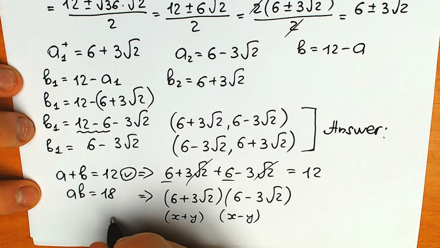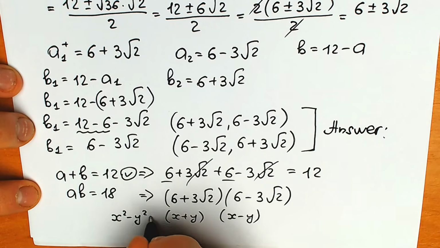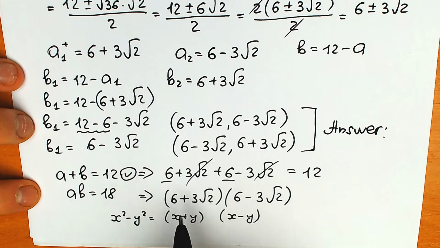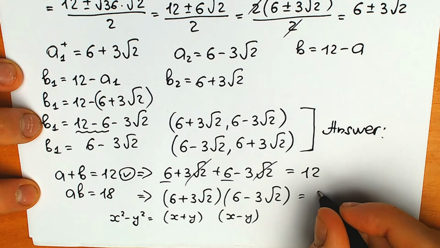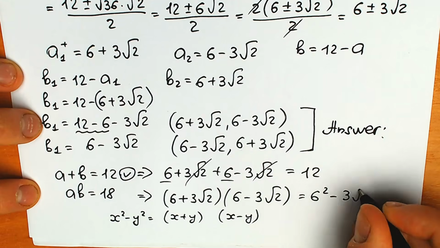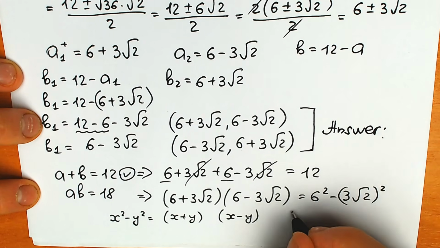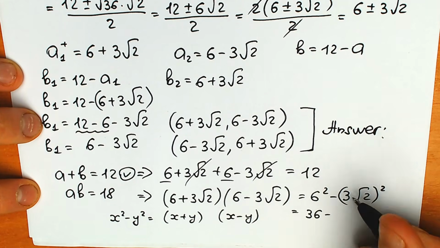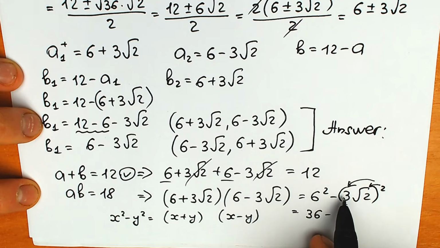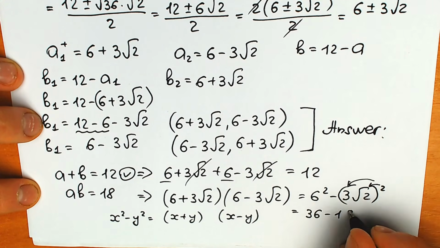What do we have on the left side? This is a difference of squares, x squared minus y squared. So we can consider this expression as a difference of squares. 6 squared, let's write it. So this is 6 squared minus 3 square root of 2 squared. And right now, 6 squared equal to 36 minus 3 square root of 2 to the power 2. We need to raise this 3 to the power 2 and square root of 2 to the power 2. 9 times 2, because square root of 2 to the power 2, we're going to cancel it. So we have 9 times 2 equal to 18. 36 minus 18 equal to 18.